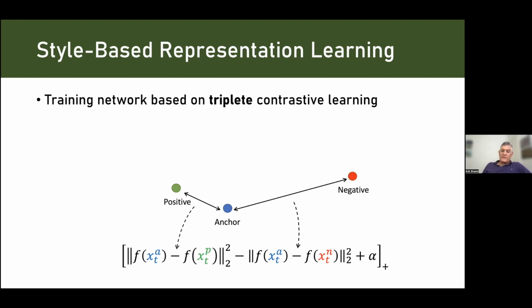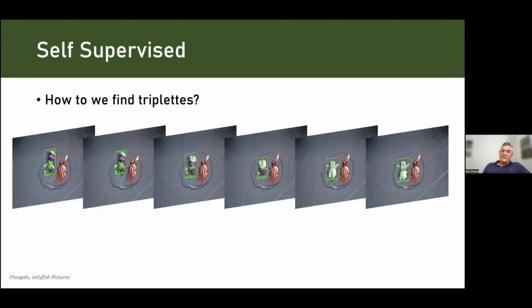And now you do this not for a single one, but you sum up over many triplet examples, and that helps you refine the mapping network so that it will achieve a better representation for your specific style of animation. Now, how do we find these triplets?